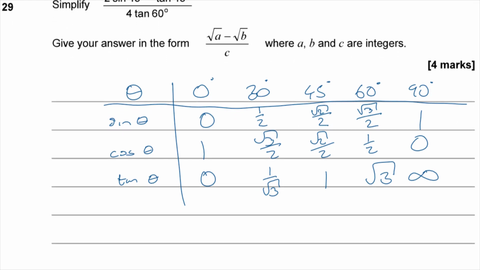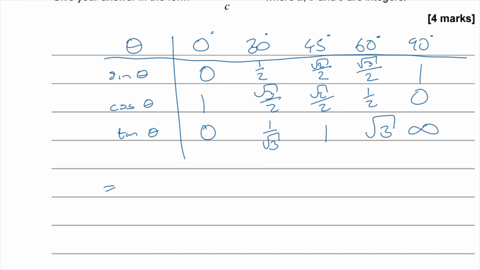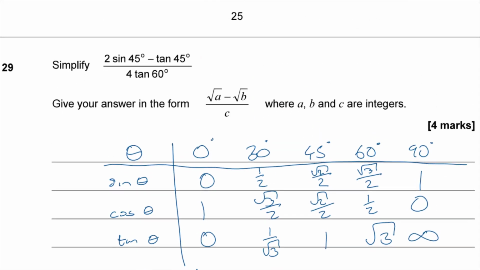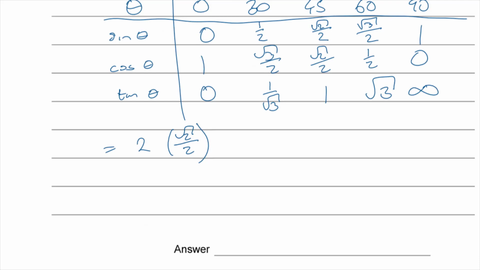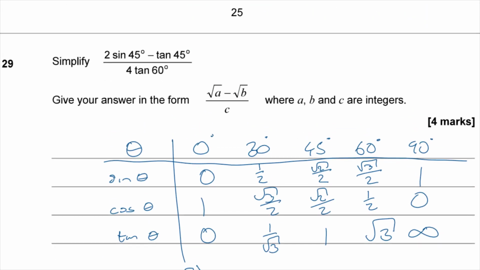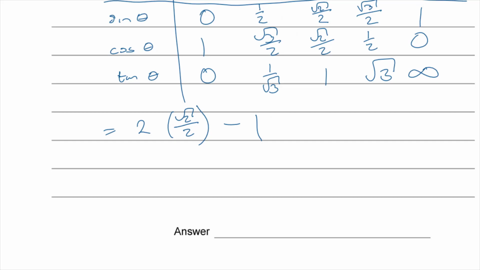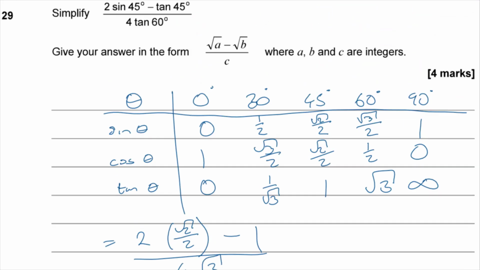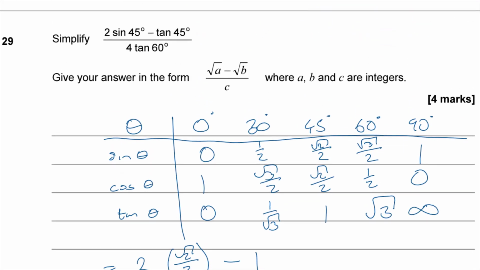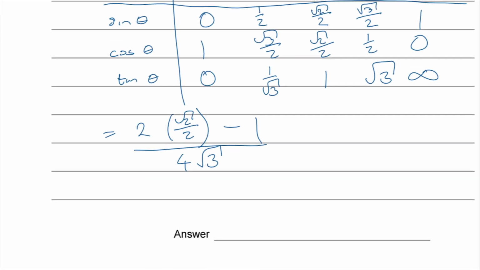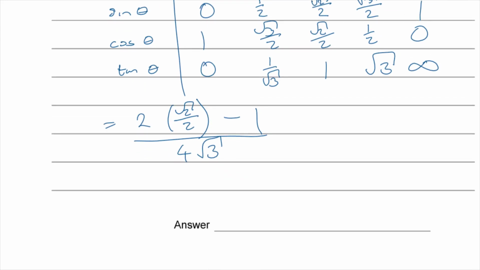So 2 sine 45 is root 2 over 2, minus tan 45. Tan 45 was 1, minus 1, divided by 4 tan 60, which is 4 root 3. Okay, so you notice here our denominator has to be a whole number, and at the moment we've got a surd down there. So we can simplify this a little bit.